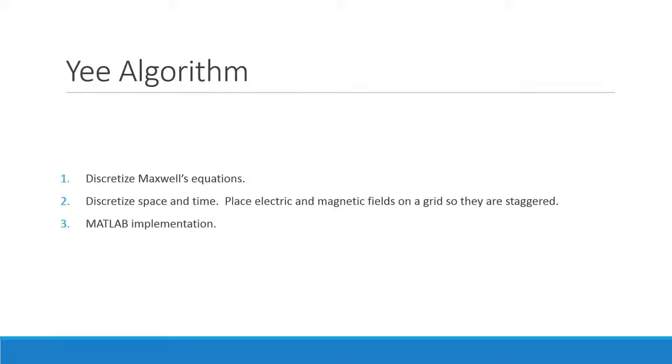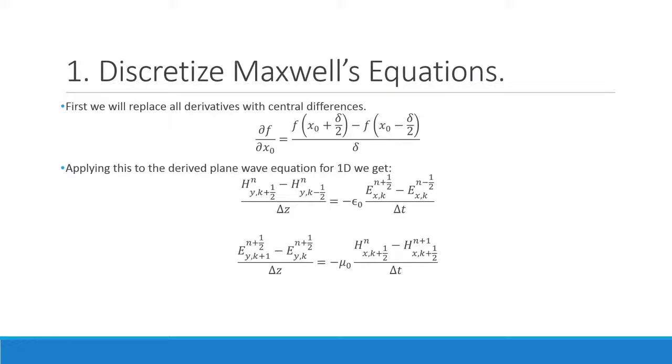So next we're going to have to apply the Yee algorithm to them. To do this, first we're going to have to discretize Maxwell's equations in space and time, and to do that we're placing the electric and magnetic fields on a grid that are staggered, and then lastly we're going to show the MATLAB implementation of this.